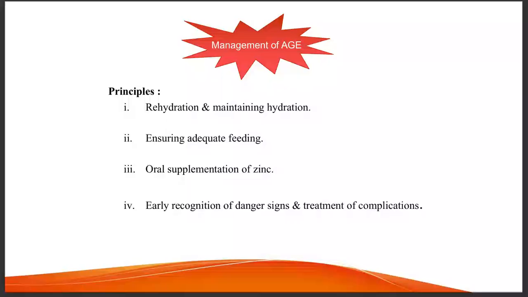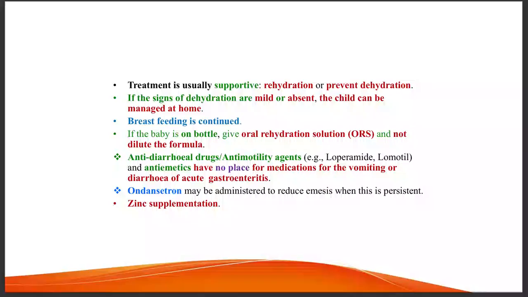The way you manage acute gastroenteritis, you need to make sure that you look at the principles of management. Very important to know the principles. Why are we trying to manage these patients? Rehydration: you want to rehydrate them and maintain hydration. Ensure that the child is having adequate feeding. They need to be breastfed. Also, oral supplementation of zinc. Please, zinc is very important in acute gastroenteritis, for children and also for adults. Early recognition of danger signs and treatment of complications.